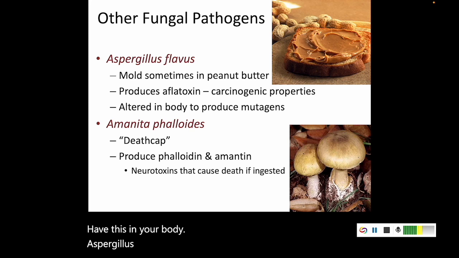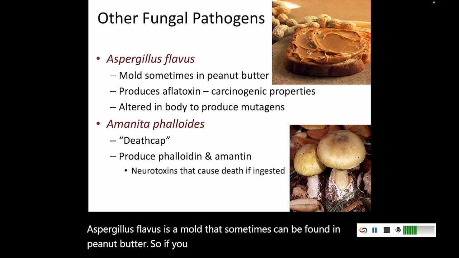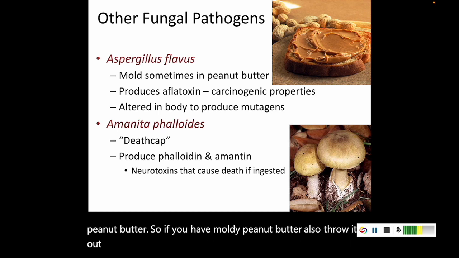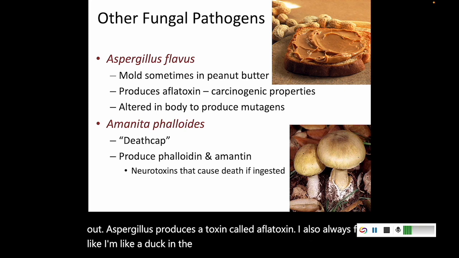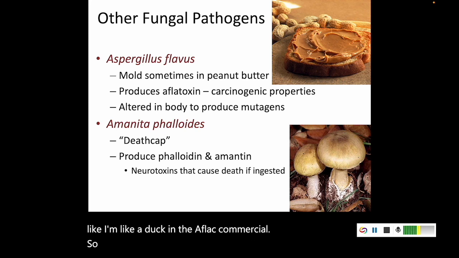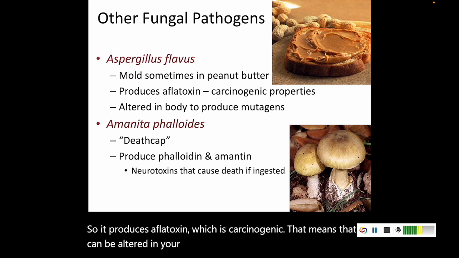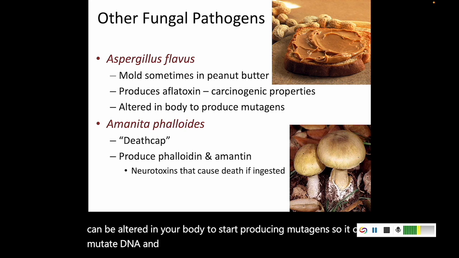Aspergillus flavus is a mold that sometimes can be found in peanut butter. So if you have moldy peanut butter, also throw it out. Aspergillus produces a toxin called aflatoxin. I also always feel like I'm a duck in the Aflac commercial. So it produces aflatoxin, which is carcinogenic. That means that it can be altered in your body to start producing mutagens. So it can mutate DNA and cause cancer.